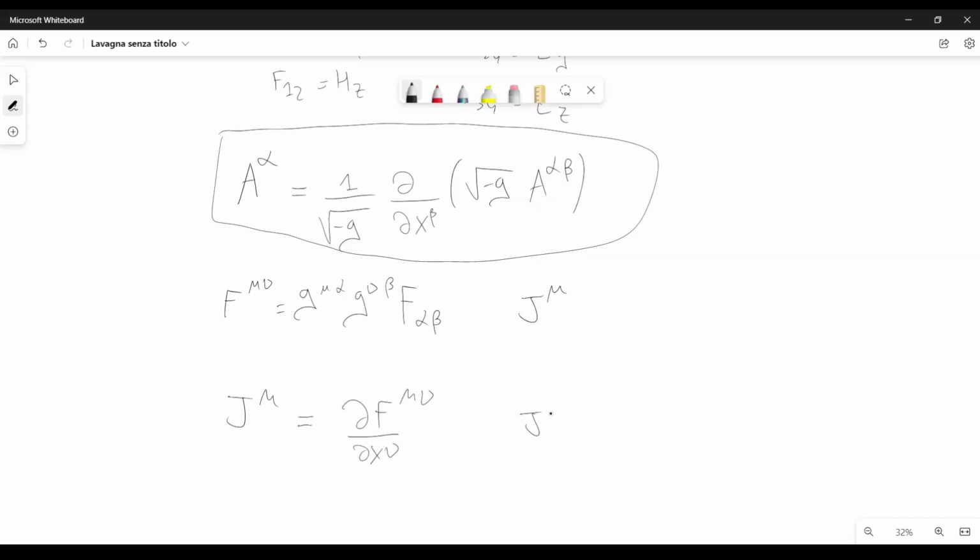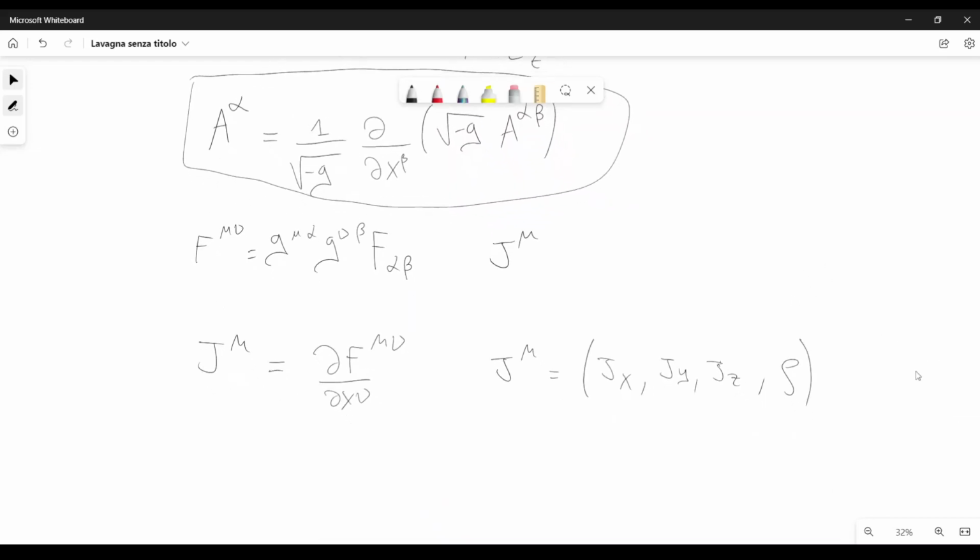Now let j mu be written like this. If we use coordinates, we have jx, jy, jz, which is the three-dimensional current density in particular. And then here we have the density rho. Also, in the case of special relativity, f mu nu with upper indices can be calculated from f alpha beta with lower indices as previously defined.